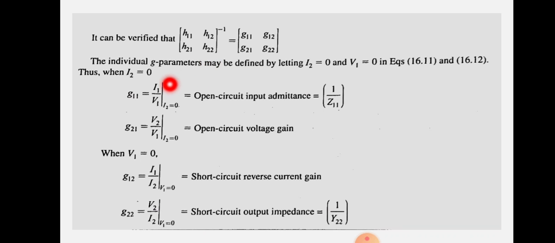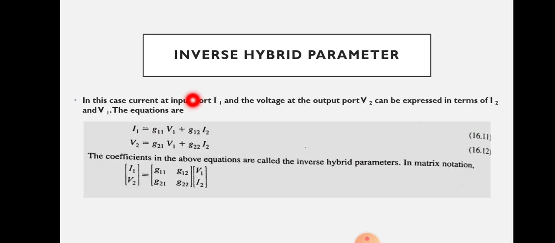So the individual G parameters are obtained from these equations for finding G11, G12, G21 and G22. We use the same theory. First of all we take V1 equal to 0. What is the meaning of V1 equal to 0? When V1 equals 0, the input port is short circuited. Next we take I2 equal to 0. I2 equal to 0 means the output port is open circuited.